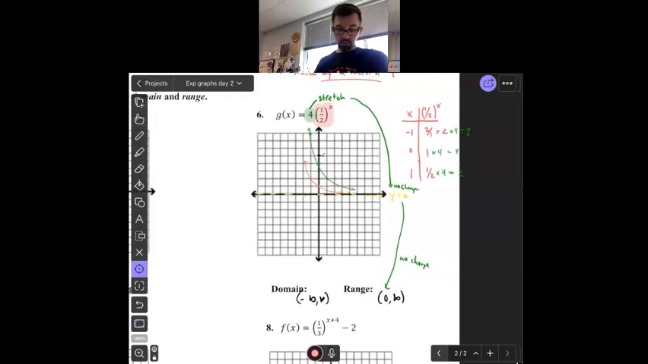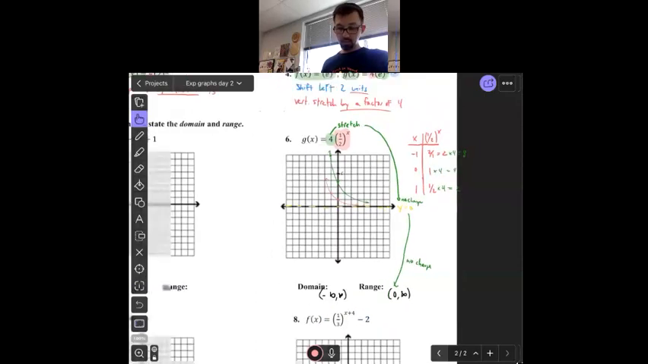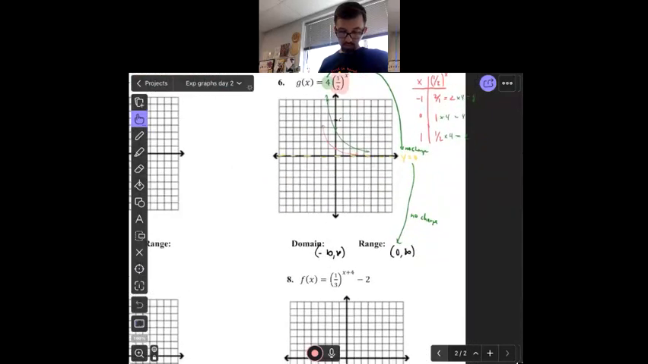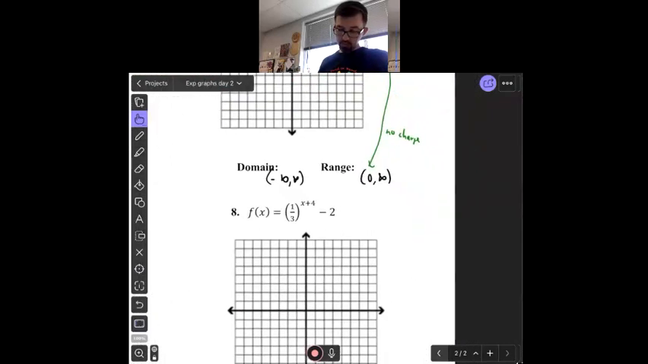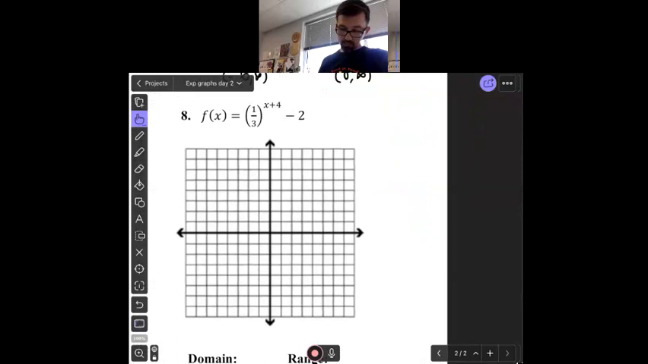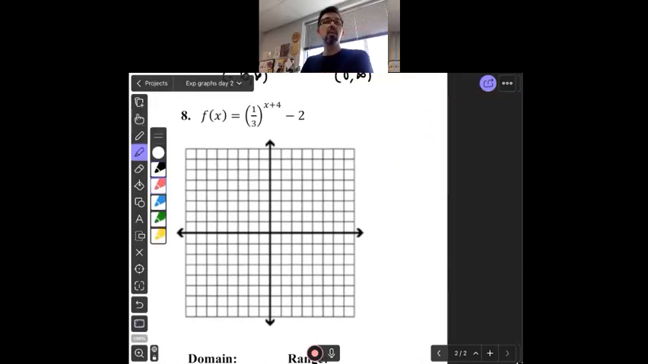So again, what I want you guys to do is look at the base function, generate points from that, and then we're going to talk about how to mess with them according to the transformations. Okay. Let's look at 8. So when I say look at the base function, what's our base function here?